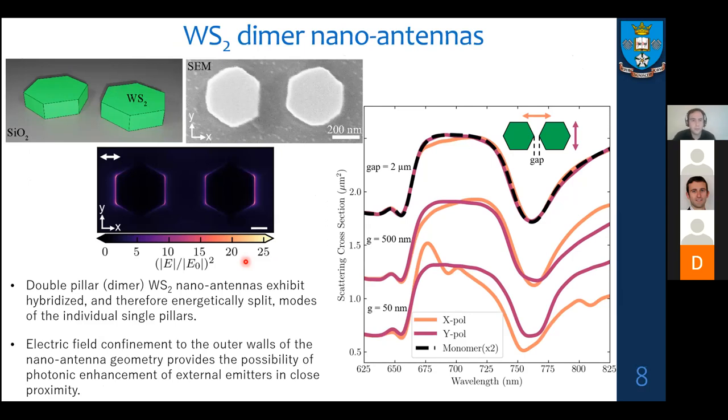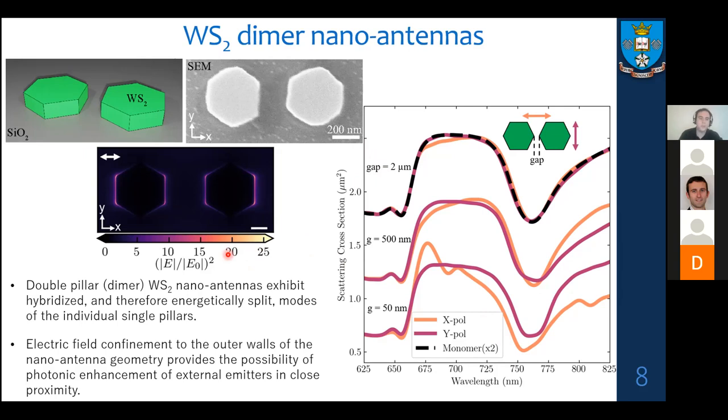So let's move on from the monomer to this dimer structure, which is basically putting two single nanopillars close to each other. We use tungsten disulfide in our work. And basically when two monomers are placed very close to each other, the resonances will hybridize and split in energy. As you can see here for a reduction in gap, the dark field spectra will split into this X polarized and Y polarized mode, which are the new resonances of the structure. And interestingly, it will confine the electric field to regions outside of the structure.